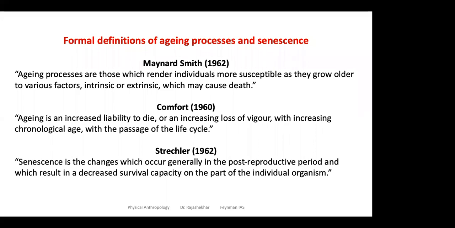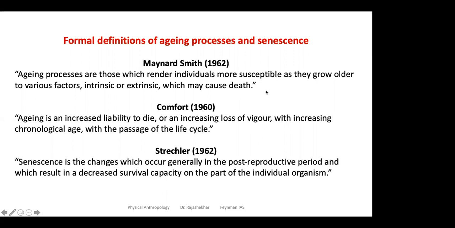Next definition is for senescence. Strehler's definition of senescence is the changes which occur generally in the post-reproductive period. So this process may not begin very early on, but at a later point of time, mostly after the reproductive period, and results in decreased survival capacity on the part of the individual organism.